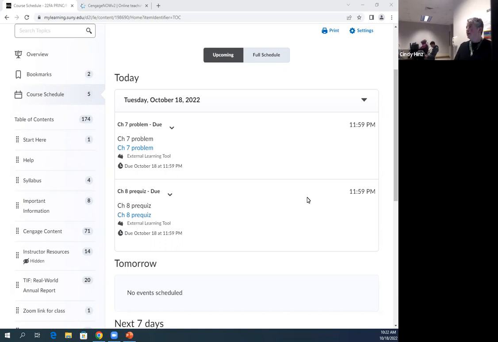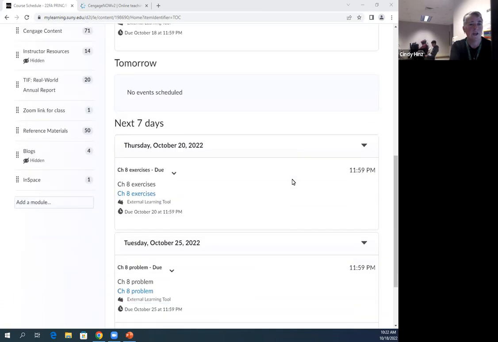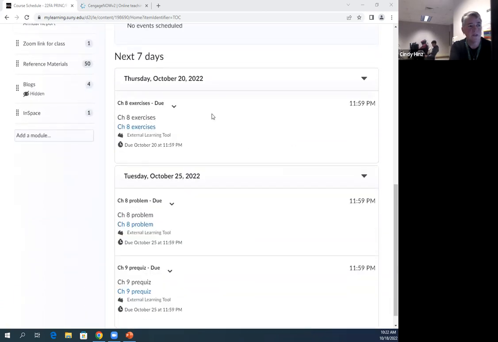Today, we're going to be starting Chapter 8, which means last class we finished Chapter 7. So as you can see on the schedule, the Chapter 7 problem should be submitted for grading by the end of the day today. And the Chapter 8 pre-quiz should also be submitted, as always, 60% or higher to get full credit for that. On Thursday, then we'll be finishing up Chapter 8, so the Chapter 8 exercises are due.